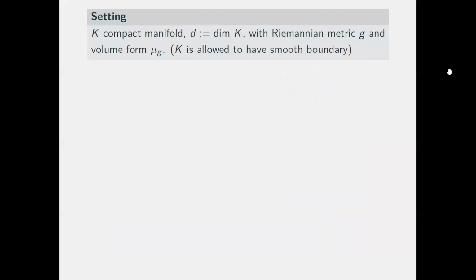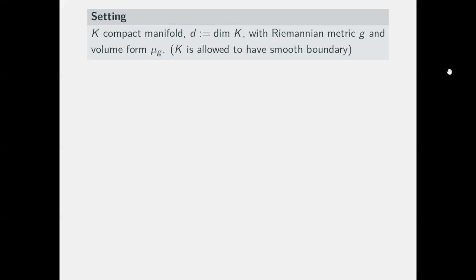Okay, our setting is as follows. We take a compact manifold K of dimension D with a Riemannian metric and a volume form. If you're unfamiliar with this setting, just think of K as some compact bounded domain in Euclidean space, and the Riemannian metric being the usual inner product of Euclidean space. I should mention that our manifold is always allowed to have smooth boundary, but I won't go into details here because it's only getting technical if I want to talk about boundaries. But you can do this, so there's no problem here.